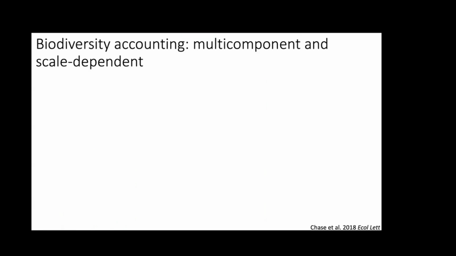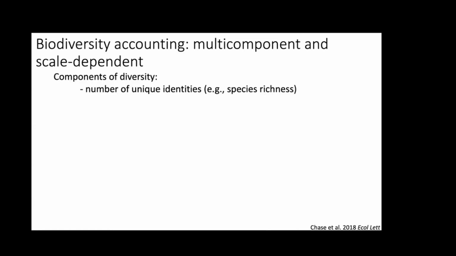The two commonalities that I want to emphasize today are that whatever you're counting, if it is biodiversity, it has these two facets, or two things that are really important. One is that it's going to be a multi-component thing, and I'll detail exactly what I mean by multi-component. And also, really critically, it's a scale-dependent phenomenon. I'll dive into both of these things in a little bit more detail.